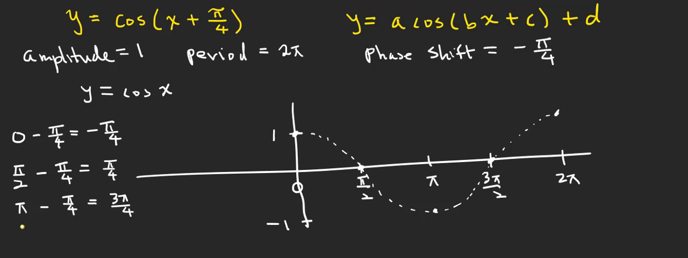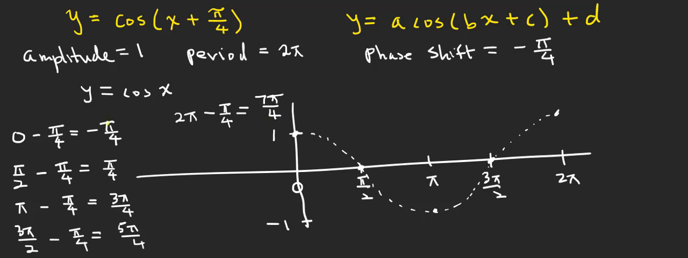And we have 3 pi over 2 minus pi over 4, which is 6 pi over 4 minus pi over 4. That's 5 pi over 4. And finally, we have 2 pi minus pi over 4, which is 8 pi over 4 minus pi over 4. That's 7 pi over 4. So these are going to be our new x values after the phase shift.